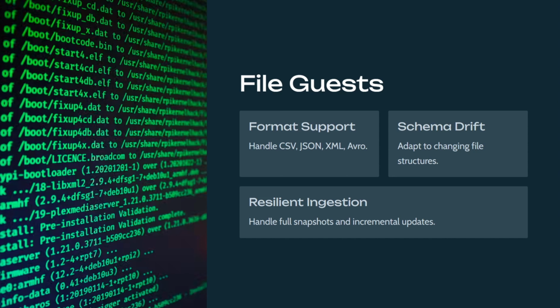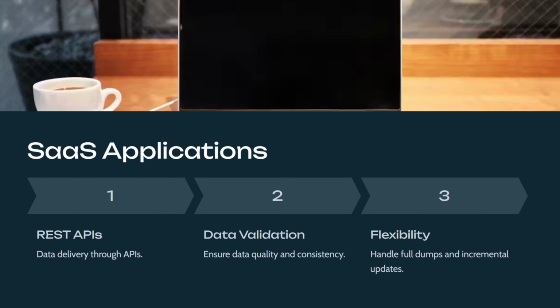Now, let's talk about those SaaS applications. They usually give you data through a REST API. But here's the catch: there's no standard way they do it. It's like each guest using a different kind of handshake. You'll need separate pipelines for each source, and you'll have to do some serious data type validation because most SaaS APIs are pretty vague about what they're sending you. Plus, you need to be flexible. Some will give you full data dumps, others just the updates.